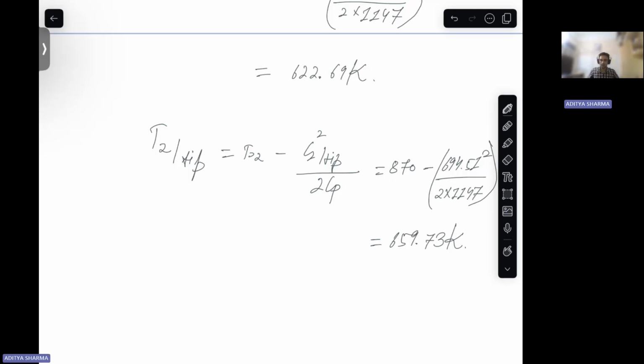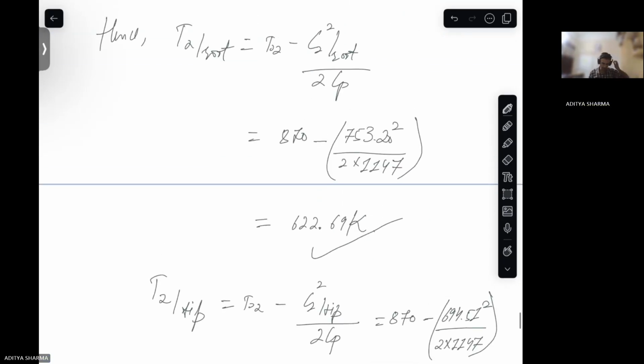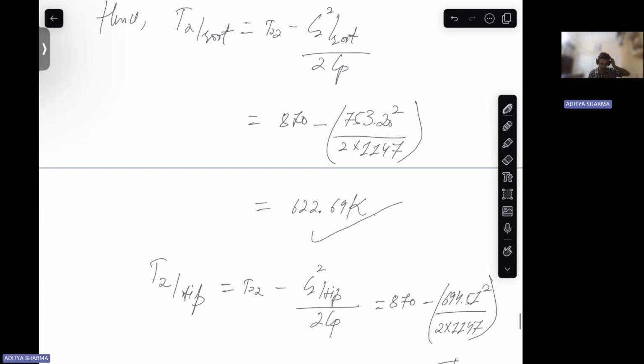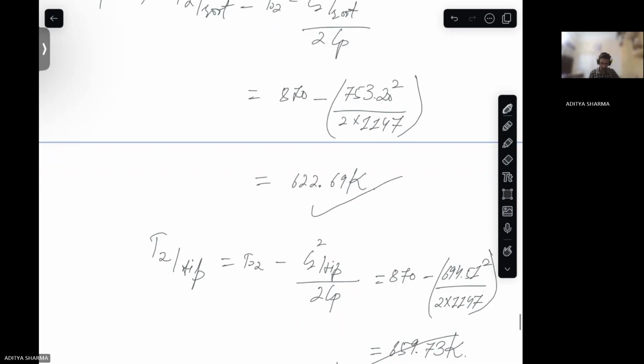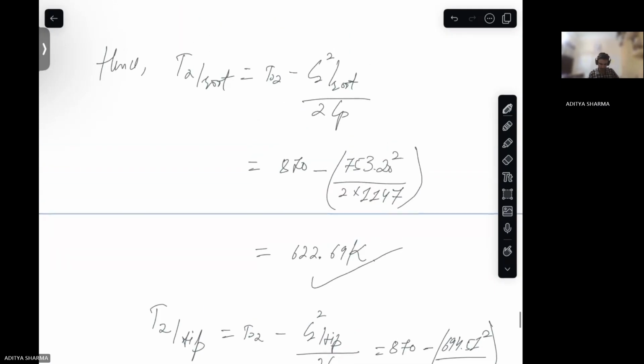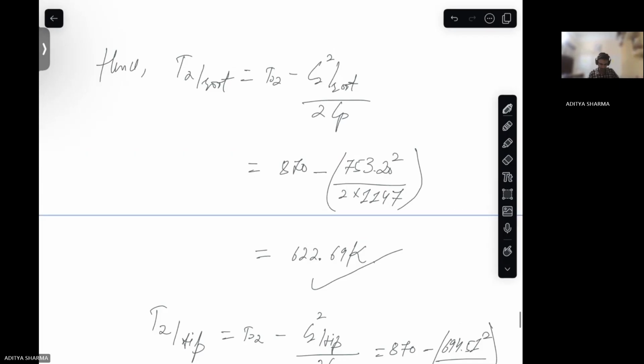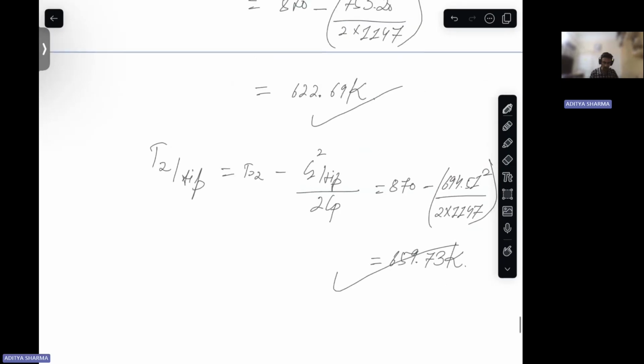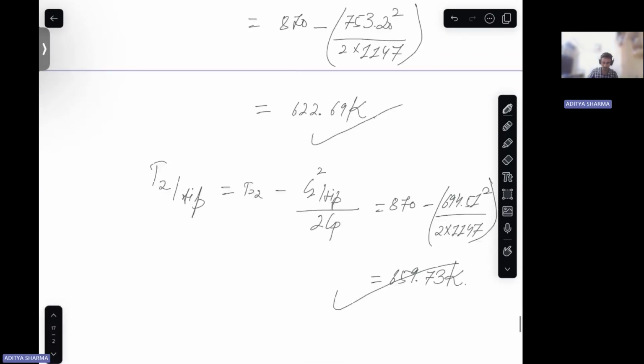So this comes out to be 622 and 659. So at the root, the static temperature will be lower in comparison to the static temperature at your tip. So at your tip, your static temperature will be high. And the fluid angle is low at your tip in comparison to the root.